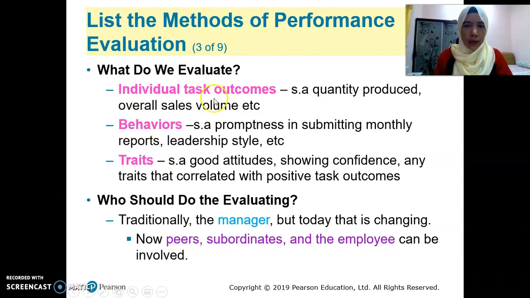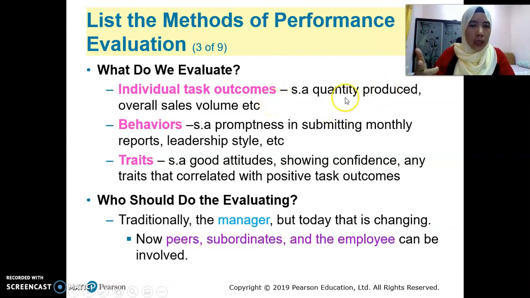Okay, individual task outcome is referring to the quantity. For example, what we evaluate. When managers evaluate their employees' performance, they evaluate in terms of individual task outcome, in terms of behavior, and in terms of traits. In terms of individual task outcome, they look at the quantity as well as the quality.